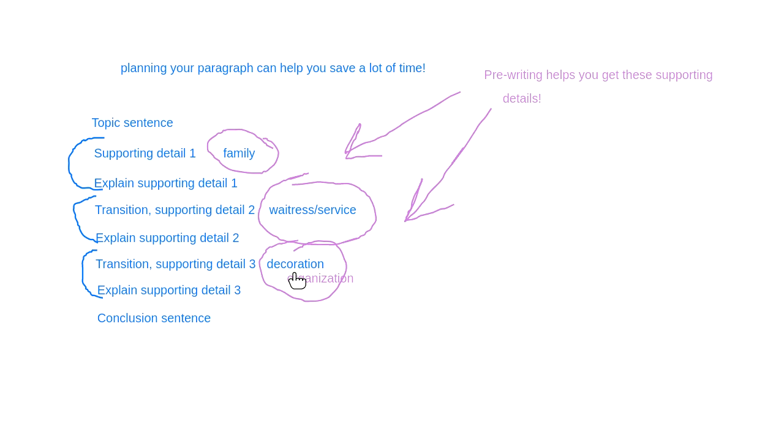Okay, so this is what comes from my pre-writing, like my brainstorming or my clustering. I get my ideas and then I make sure I have 3 that are very different from each other. Family has nothing to do with the waitress or the decoration. Family is very different. The waitress and the service is very different from my family and the decoration also.